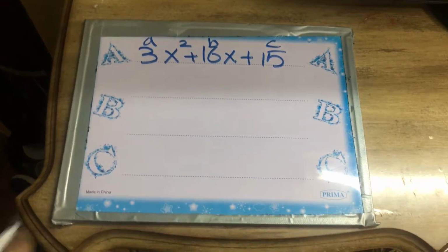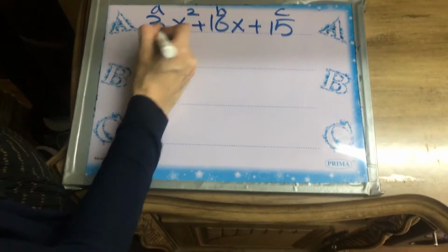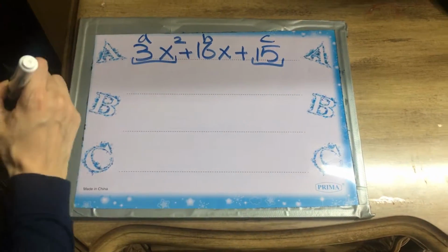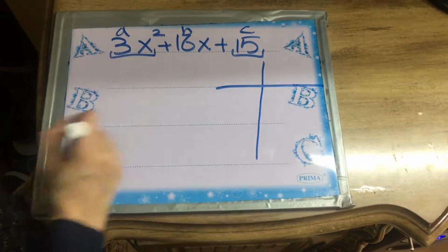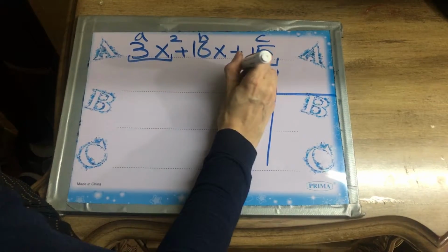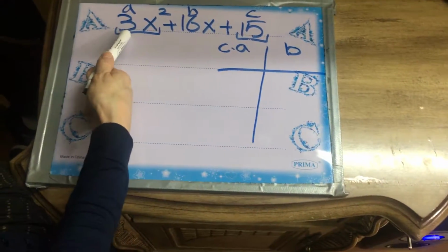Now, we said that we have to find out whether the 3 or the 15 are perfect squares, the first term and the last term, and they are not. So now let's start with our table. Now the table here is different. It's not between C and B. It's between C times A and B. C times A.